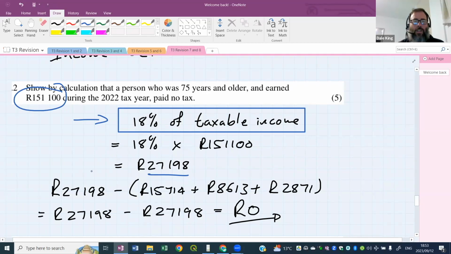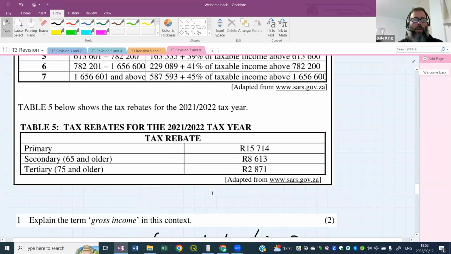But SARS is very generous. They give rebates. They give you money back depending on how old you are. So there's a rebate table which says if you are below 65 years, you get that rebate back. And if you're 65 and older, you also get that one. And if you're 75 and older, you also get the third one. So you get 3 rebates if you're 75 years and older.